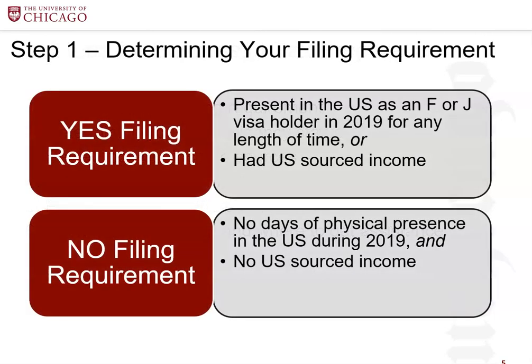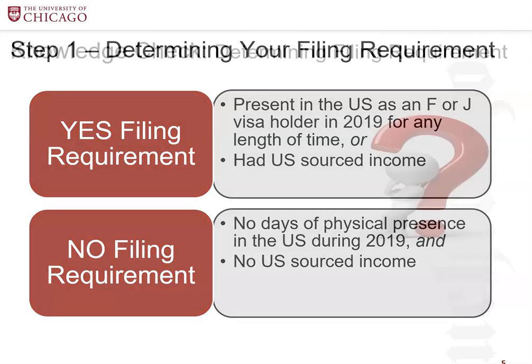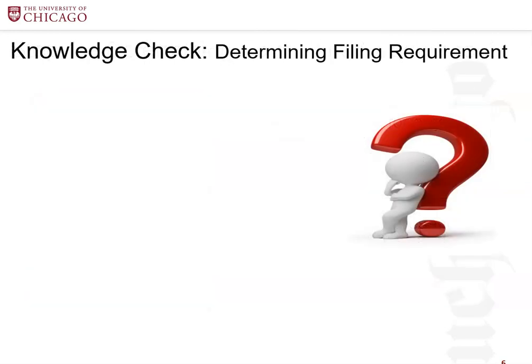So step 1, determining your filing requirement. You do have a requirement to file some sort of tax return for 2019 if you were present in the U.S. as an F or J visa holder in 2019 for any length of time, or if you had U.S. sourced income during the year. You do not have a filing requirement for 2019 if you had no days of physical presence in the U.S. during 2019 and you had no U.S. sourced income.